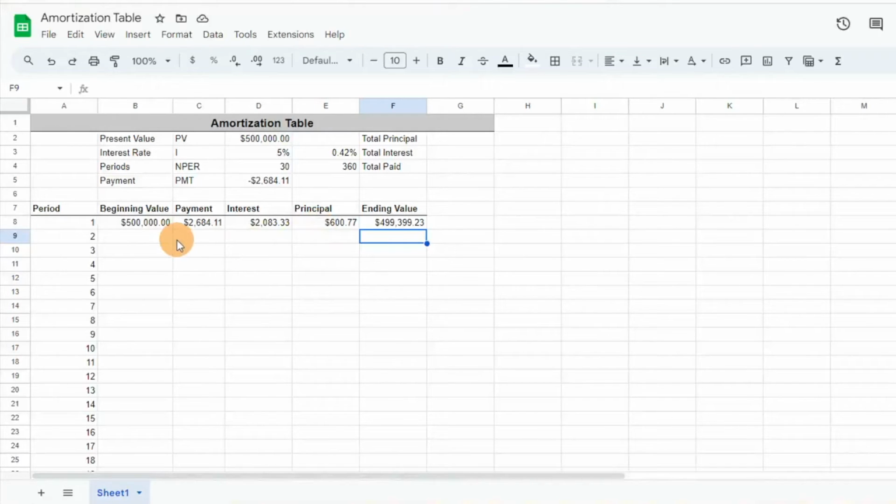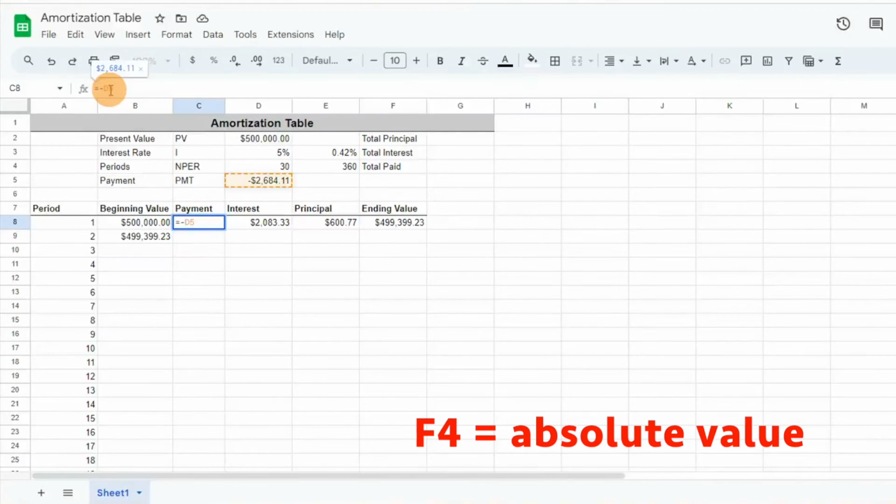And so now that we have that information, we can start on that next period. We know that next month, our beginning value is really just going to be the ending value of the period before. And because we know what that payment is going to be, and that payment's not going to change, what we can do is hit F4 here, and that's going to make it an absolute reference, so it's not going to change.